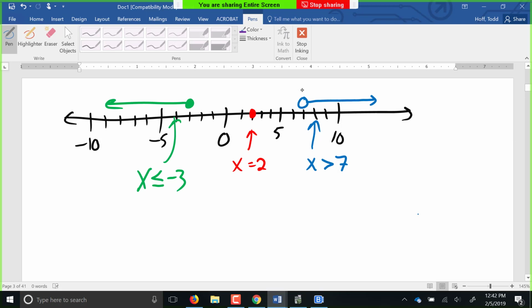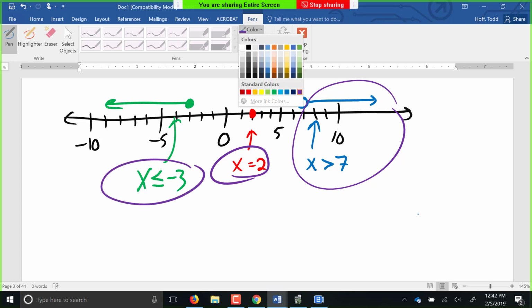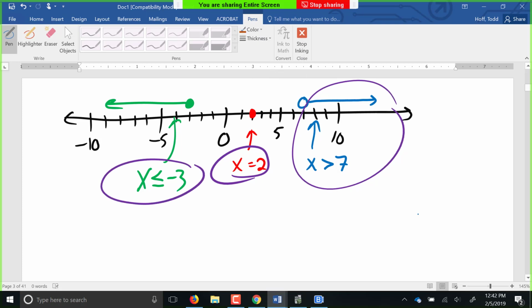All of those are simply representing one value, one variable, and its possibilities. Here, X has to be 2. That's the only value that's available for X. Here, X has to be larger than 7. It can't be 7, it has to be larger than 7. Those are the values that are available for X. And the same here. But in all those cases, we're only looking at one value or one variable.